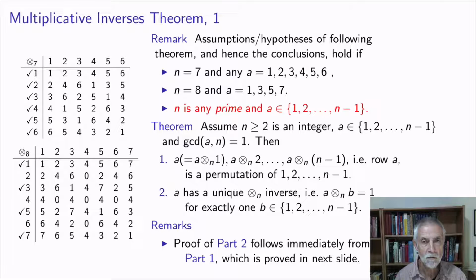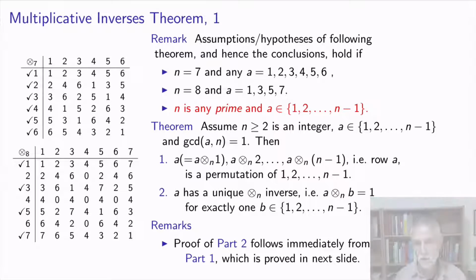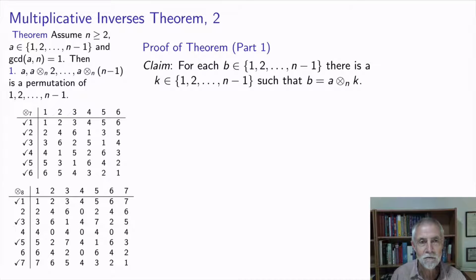In the next slide we will prove part 1 of the theorem, which says that row a is a permutation of 1 up to n minus 1. And in particular, part 2 of the theorem follows immediately because 1 must occur in the row corresponding to a exactly once, and then that gives us the element b, which when multiplied by a is equal to 1. So now we'll go through the proof of the main part of the multiplicative inverses theorem, which is part 1. As we saw before, part 2 follows immediately.